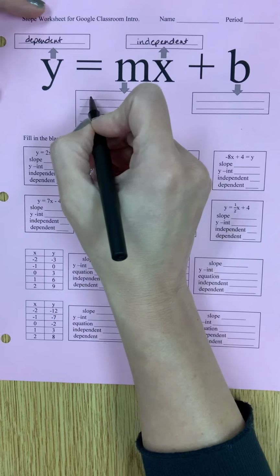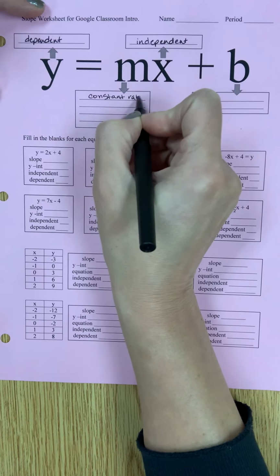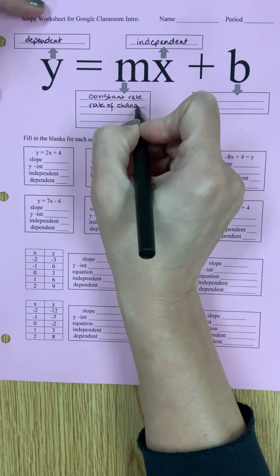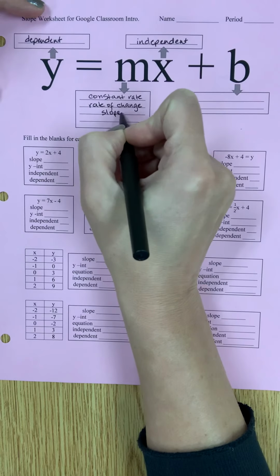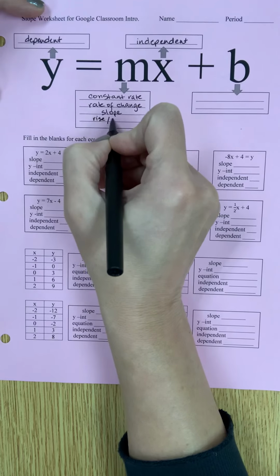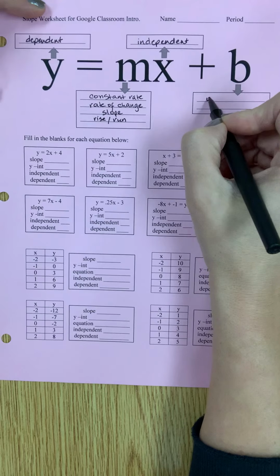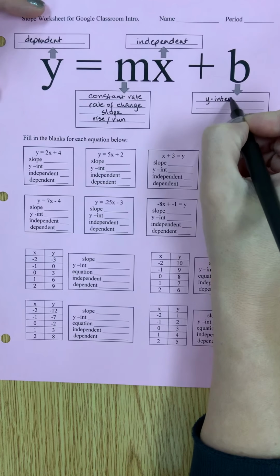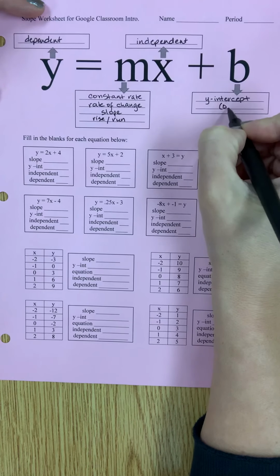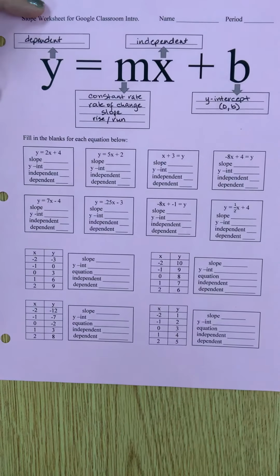M in this case is where we put our constant rate of change, our slope, and also your difference in y over difference in x, which is your rise over your run. And then lastly, B here, this is our y-intercept. This is where, when you graph this equation, the line crosses the y-axis, so it's a coordinate point when x is 0 and y is exactly what B would be in the equation.